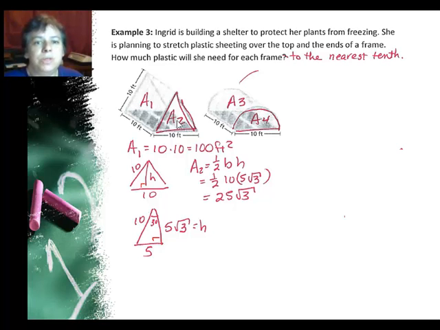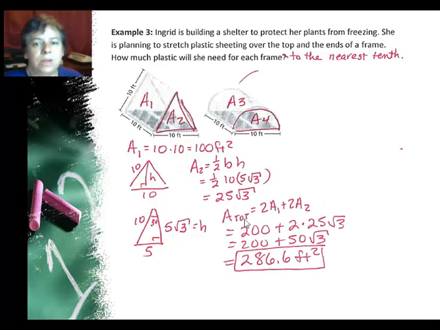So I need to put 2 of these A2s and 2 of these A1s. So A total is 2 A1s plus 2 A2s. I just went ahead and said 200 for 2 A1s. That should be because I have 100 times 2. So I didn't even show 2 times 100. And then 2 A2s, I did show that. There's the 2 times 25 square root of 3, which is 50 square root of 3. Then when you get your calculator, you substitute those numbers in. You should get 286.6 feet squared.